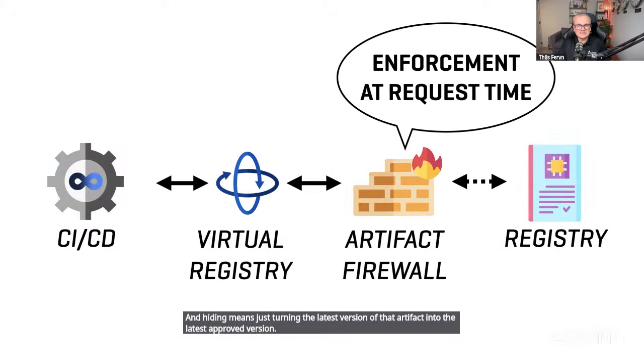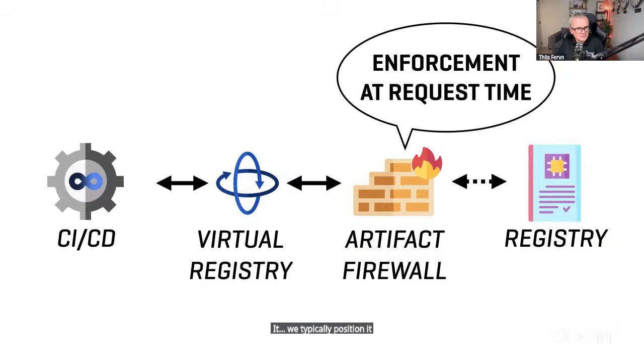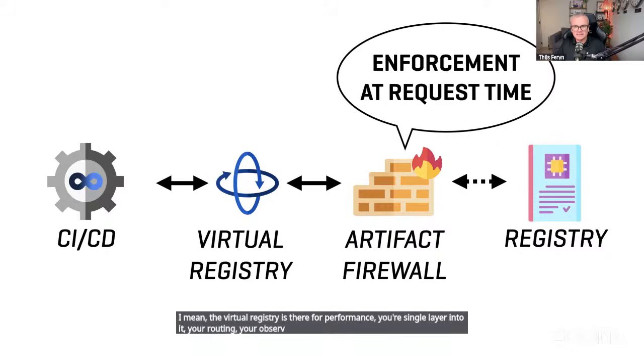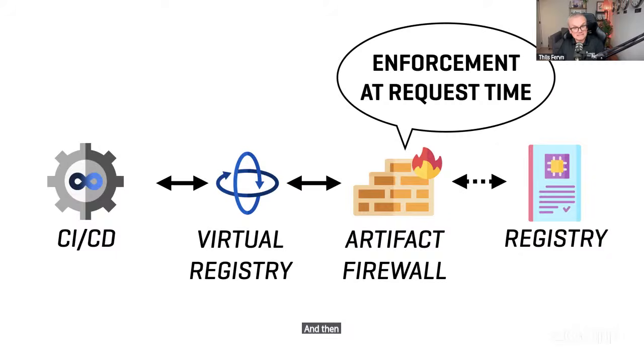We typically position it behind the virtual registry. I mean, the virtual registry is there for performance, your single layer into it, your routing, your observability. And then before you head to the registry, we go to the firewall. And then the enforcement, as I previously explained, happens at request time.